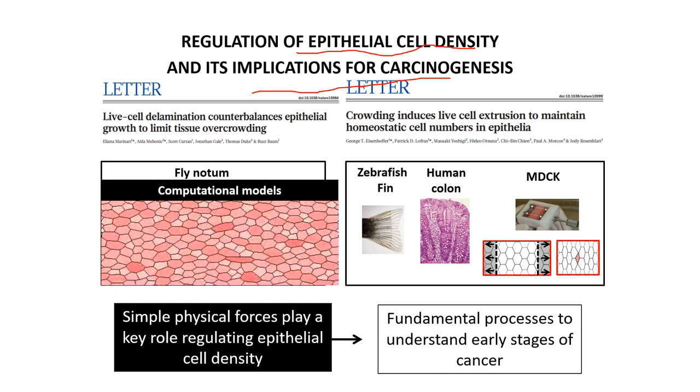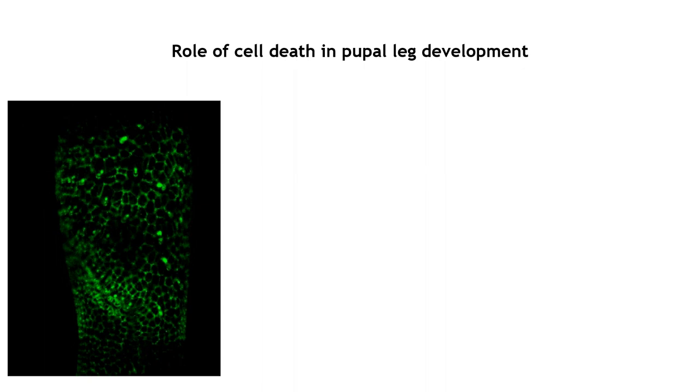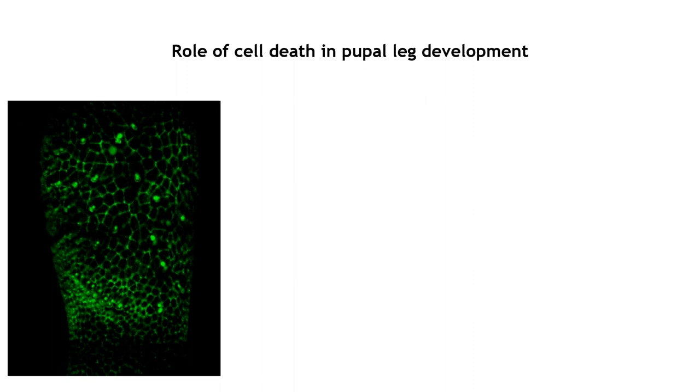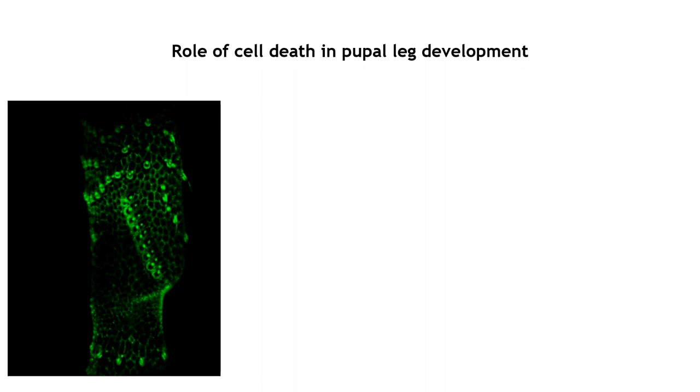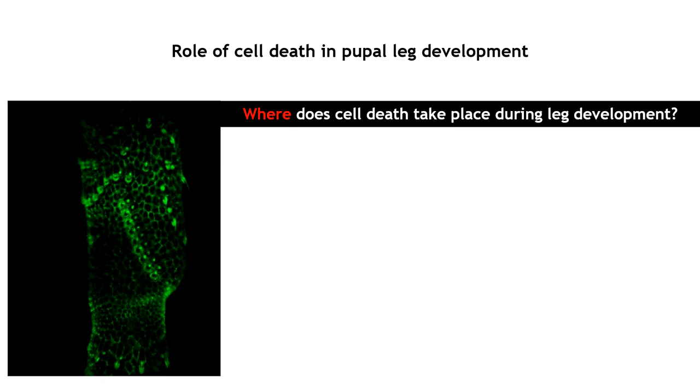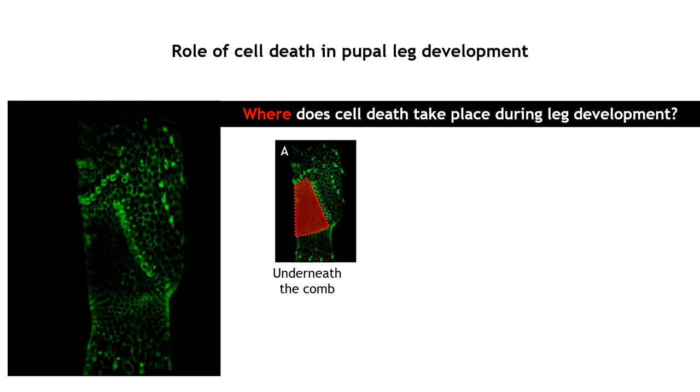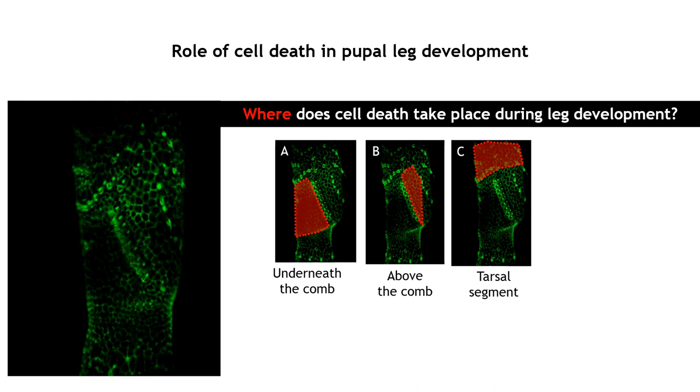So let's go. Okay, so here you have this process, you have seen this movie hundreds of times. Yeah, and I have seen it also hundreds of times, and we have analyzed it together. So the question that I have for you is, where does the cell death take place during development? It takes place here, here, here, or here in the joint.